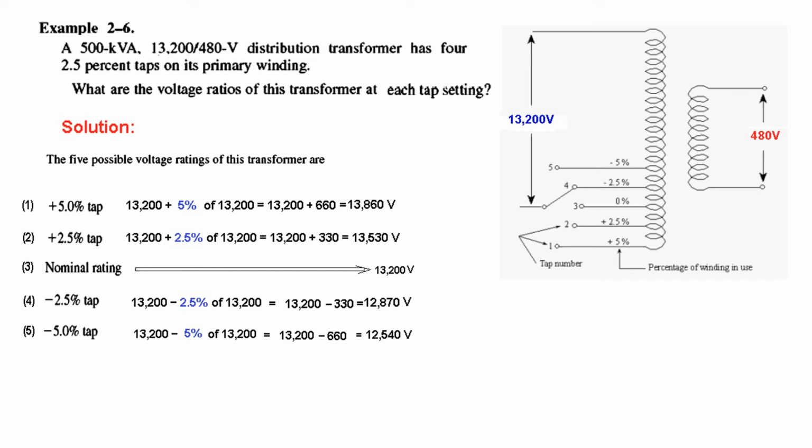So what are the voltage turn ratios at these 5 points? We can summarize. We have written this here, this here, this here, and the output voltage remains 480. So this is the voltage ratio of the transformer at each of the taps.